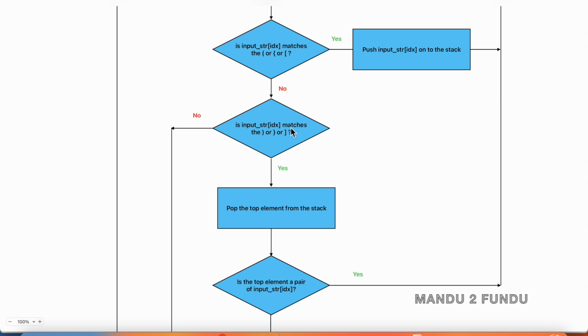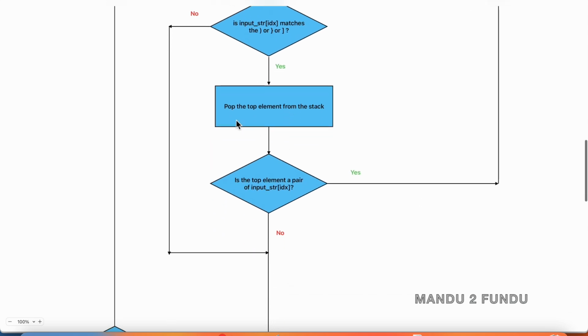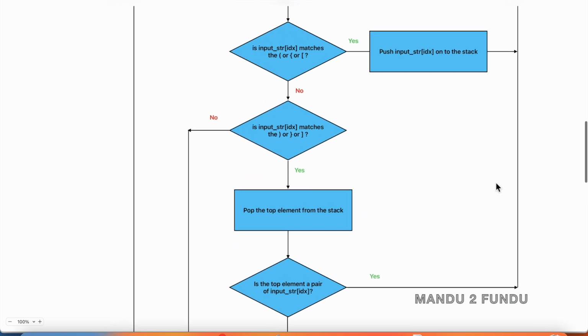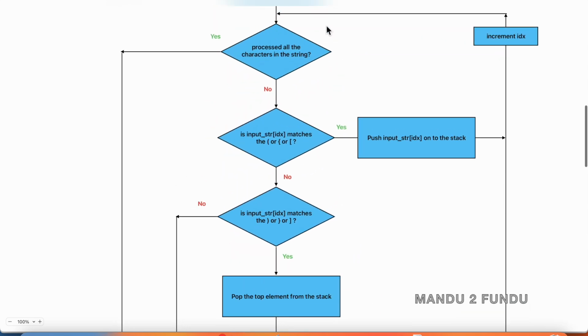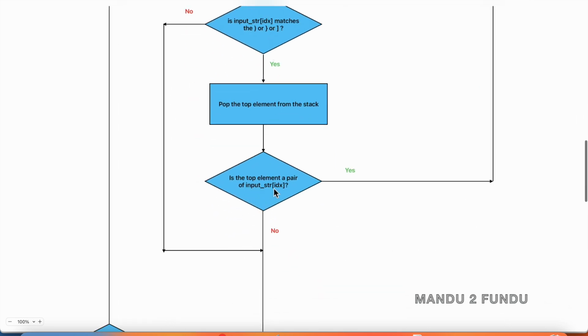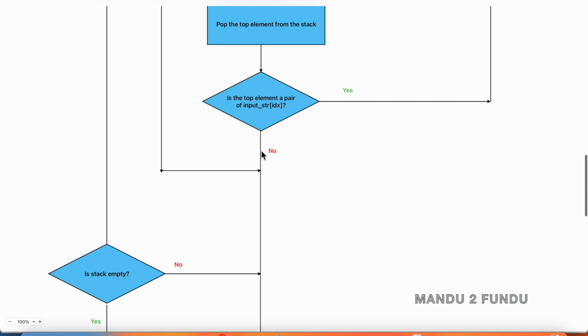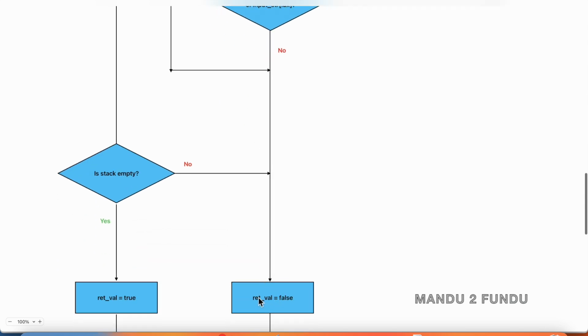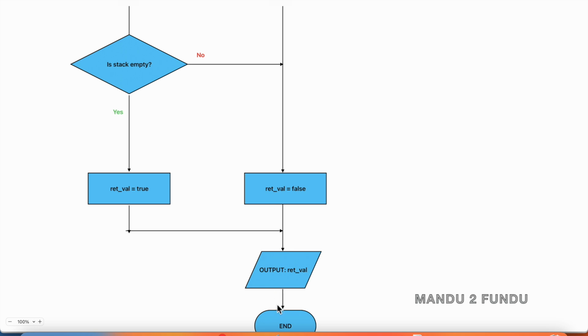Next, we check whether the current character is a close parenthesis, close curly brace, or close square bracket. If so, pop the top element from the stack and compare whether the current input character and the top element make a pair. If yes, proceed to the next character processing in the string. Otherwise, there is a pair mismatch that violates the three conditions we are supposed to meet. So we go out of the loop, set the return value to false, and return the value.